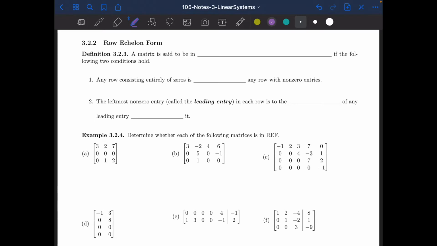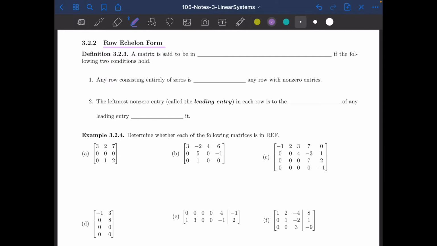Hello everyone. In this section we are covering section 3.2.2, which is on row echelon form. Row echelon form is a special form that a matrix can have, and it's a form that's going to help us solve linear systems, which is the goal of this section.